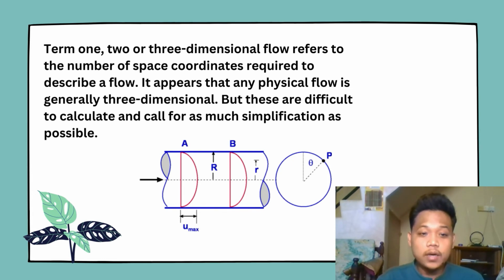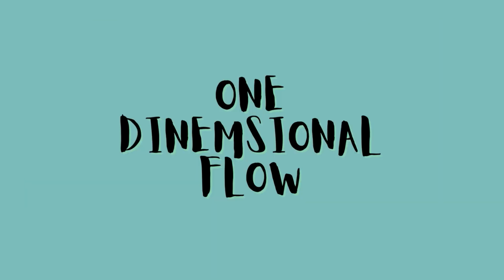The term one, two or three-dimensional flow refers to the number of space coordinates required to describe a flow. It appears that any physical flow is generally three-dimensional, but these are difficult to calculate and call for as much simplification as possible.